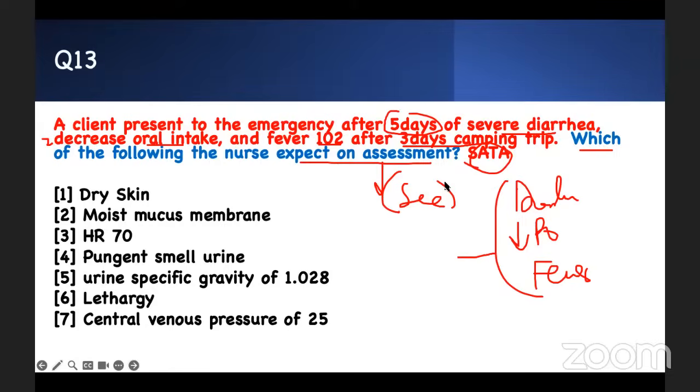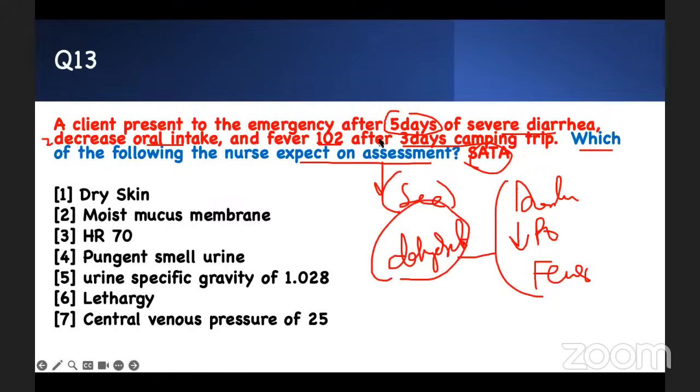These are buzzwords. It's a case in short form. 5 days of diarrhea. 1, you're not drinking. 2, you have fever. 3, you've been camping. 4, in the hot weather. Probably dehydration. That's all. That's what the question is asking you.